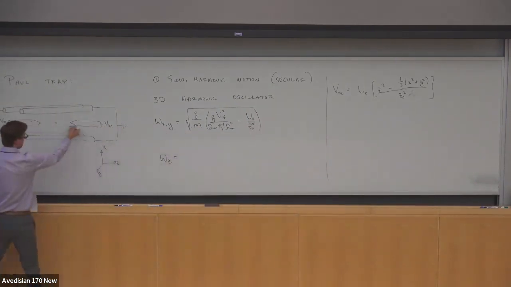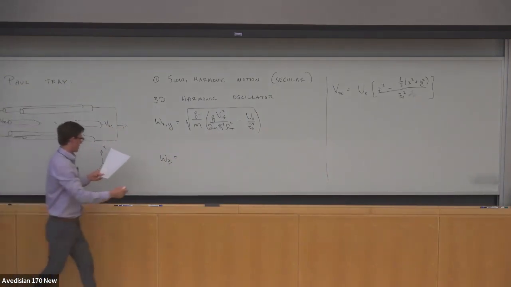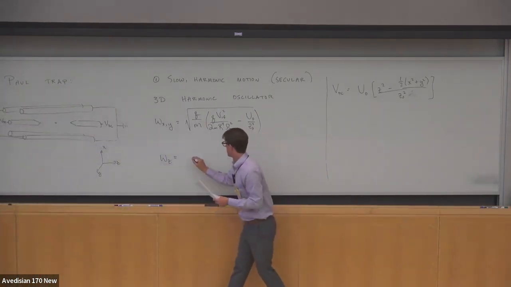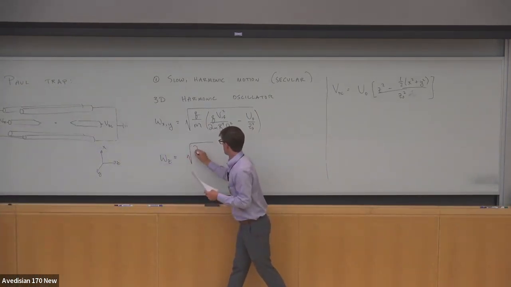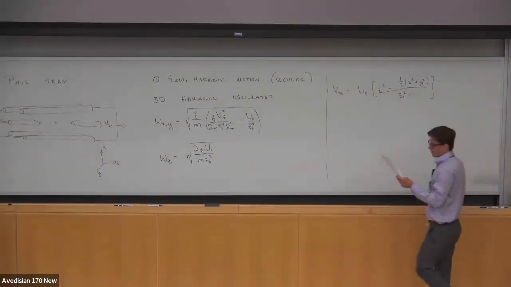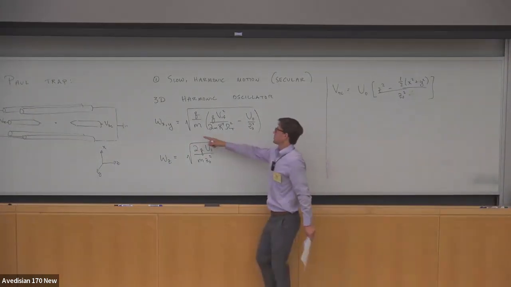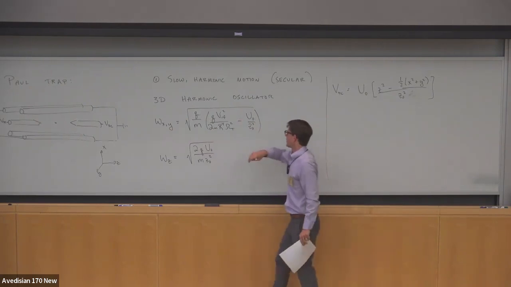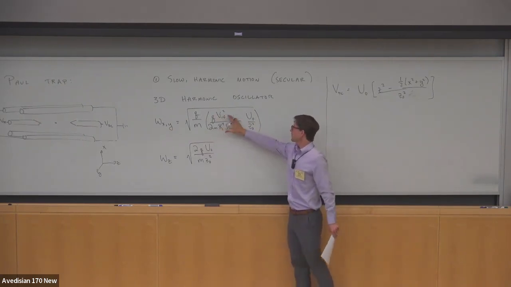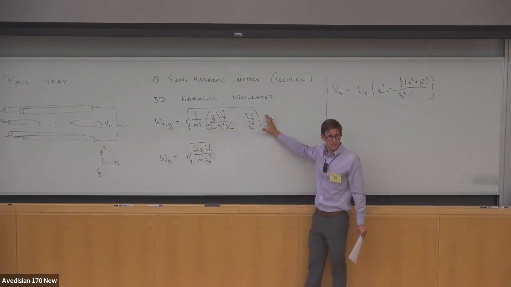And then along this long axis of the trap, the Z direction, the frequency here is square root of 2 times the charge times U zero divided by mass times Z zero squared. All right. So this works for an ion with mass M and charge Q. And I'll just point out one thing here, which is that this radial frequency, the x and y direction, involves something minus something else.